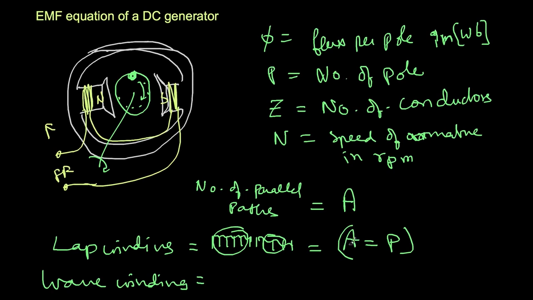So in the lap winding, A equals P, and in the wave winding, A equals 2. In the wave winding, only 2 parallel paths are made. Now you will have to remember this, otherwise you will have to go into the details of it.